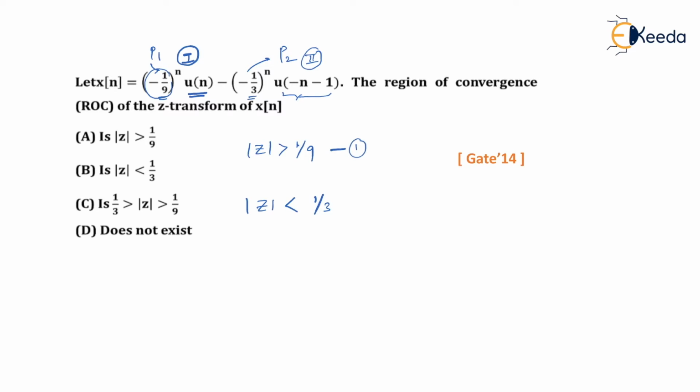So this is first, this is second. So there are two ROCs. Assuming this is R1, this is R2. So effective ROC is always the intersection of R1 and R2 together. So mod of z will be greater than 1 by 9 but less than 1 by 3, which is the final ROC. Do we have such an option? That is option C. Is that right? Let's move to the next question.